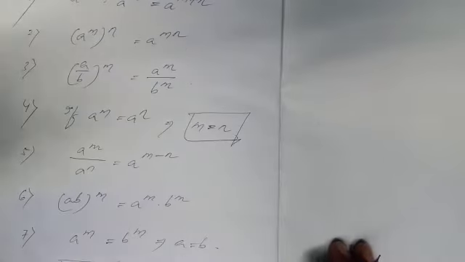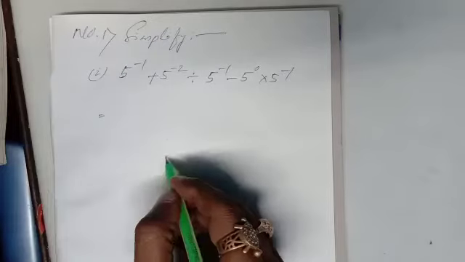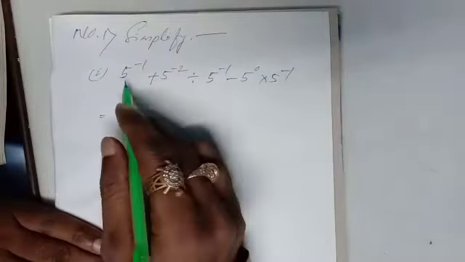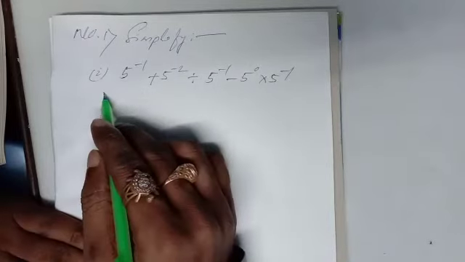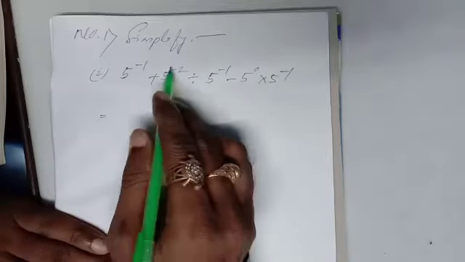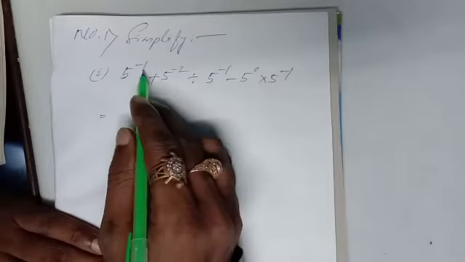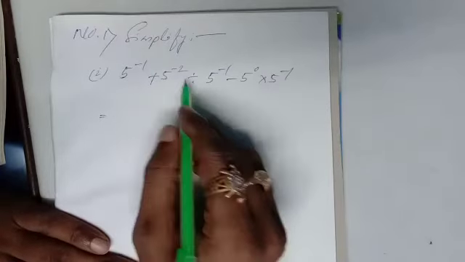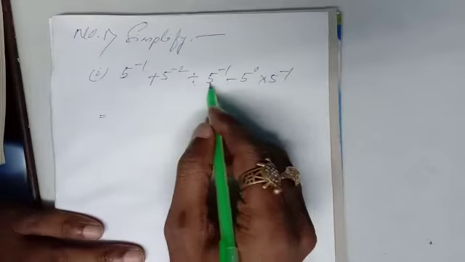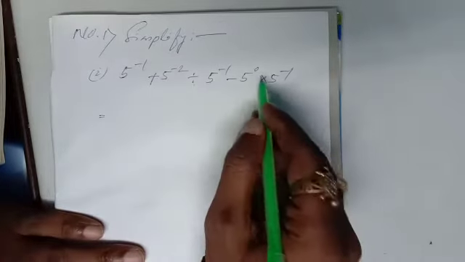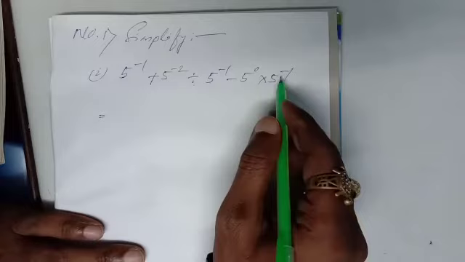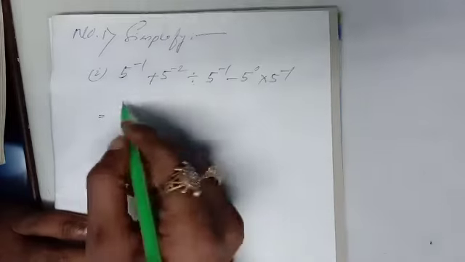Let us do the sum. Question number 1, you have to simplify. First part I am writing like this. Simplify the following. Question given 5 to the power minus 1 plus 5 to the power minus 2, divide sign, 5 to the power minus 1 minus 5 to the power 0 into 5 to the power minus 1.